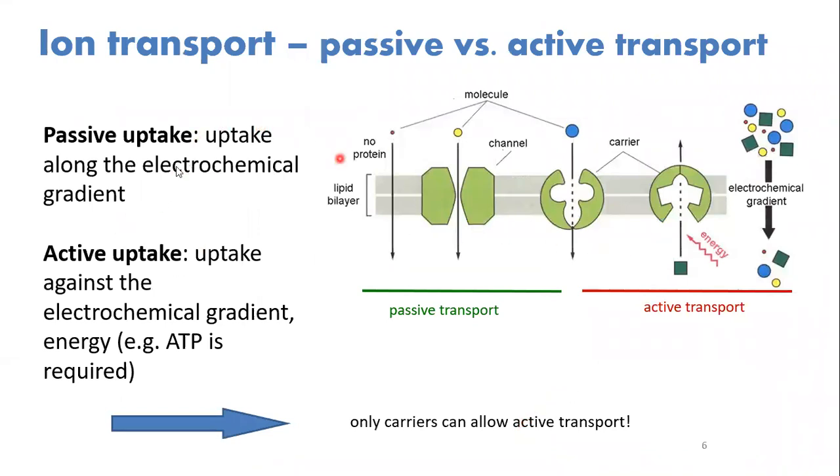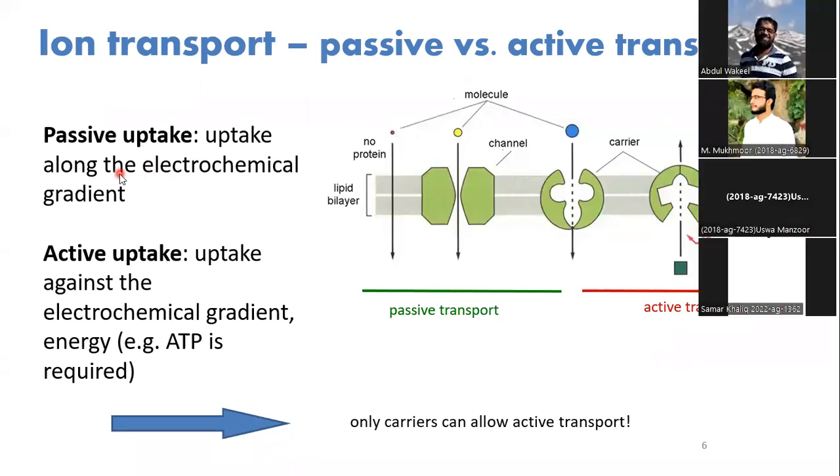So passive uptake is along the electrochemical gradient, and active uptake is against the electrochemical gradient. So I think we have already discussed it, and all of this has been explained.